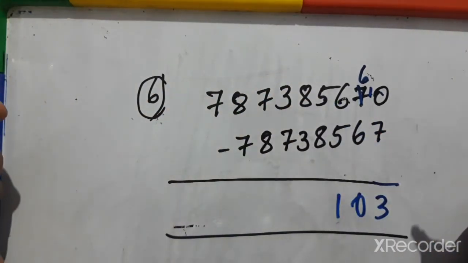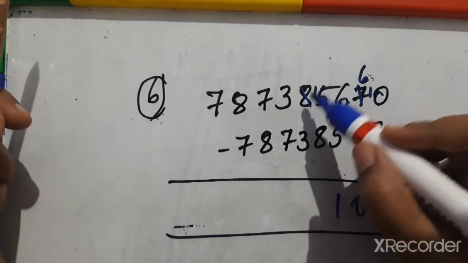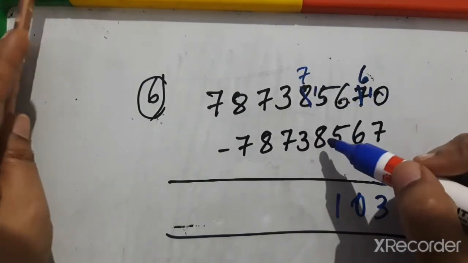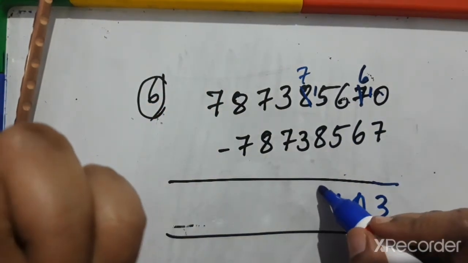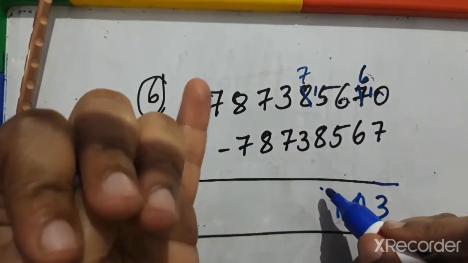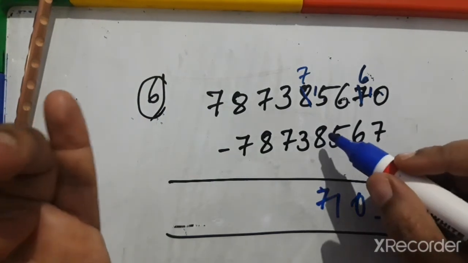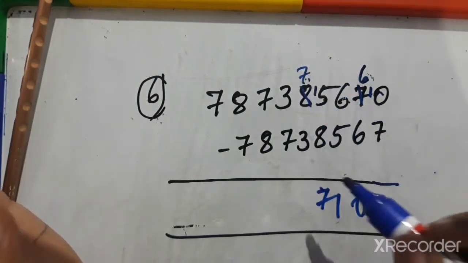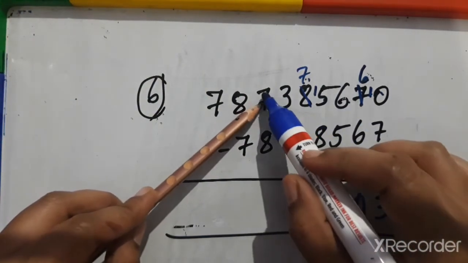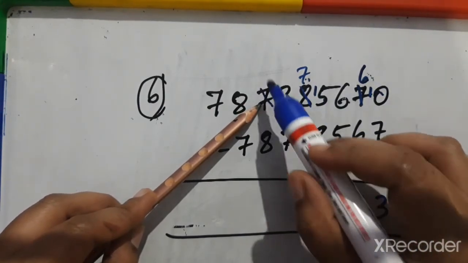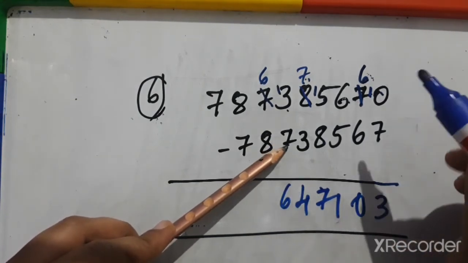5 minus 8, we can't subtract it. Borrow 1 from 8. So this becomes 15 and 8 is now 7. 15 minus 8 means 9, 10, 11, 12, 13, 14, 15, so 7. Now here 7. 7 minus 3 is 4. Now 3. 3 minus 7, we can't subtract. So borrow 1 from 7. So this will become 13 and 7 is now 6. Now 13 minus 7 means 6.